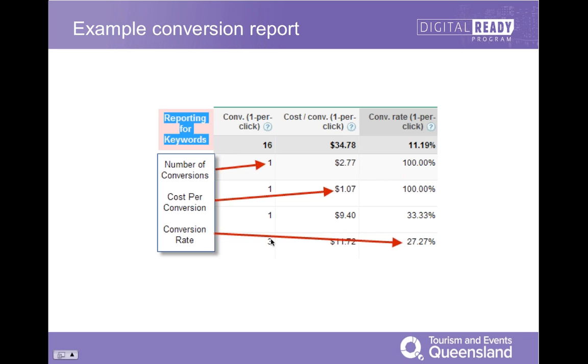Actually, no, this one's the least successful. I didn't see that 3 there. This one, the $9.40 for one. $11.72 for 3 is not too bad, but $9.40 for one conversion, quite expensive.